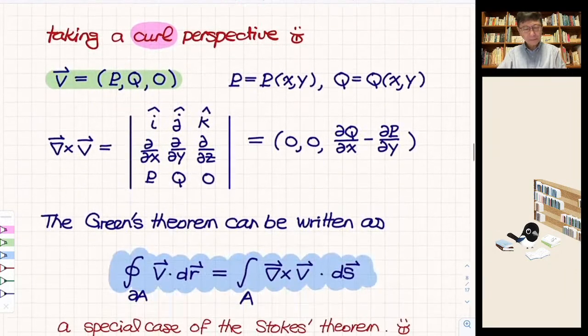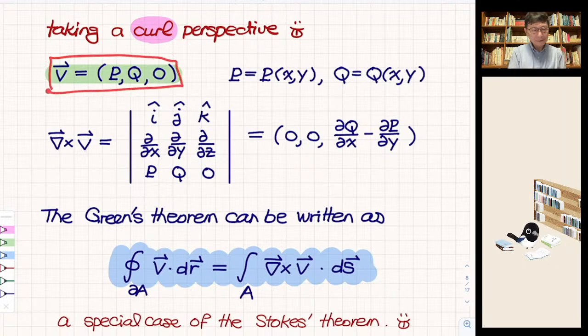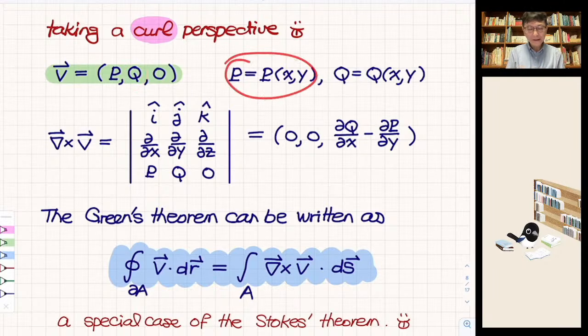In fact, we can take a curl perspective and rethink this whole thing. So we can introduce a 3-dimensional vector field. A special case is where the x component is P and the y component is Q. This P is P(x,y) and does not carry any z dependence, and this Q is Q(x,y) and does not carry any z dependence.